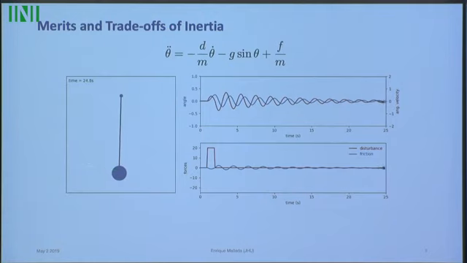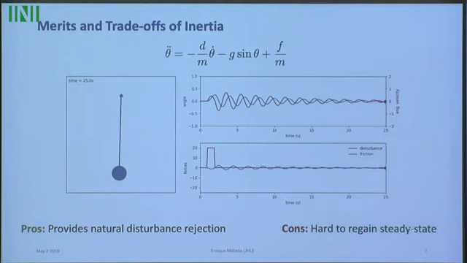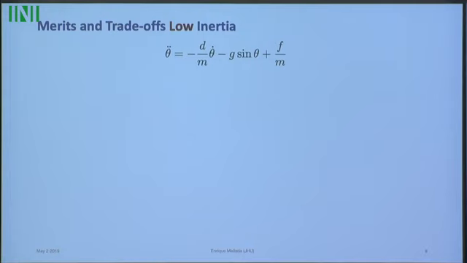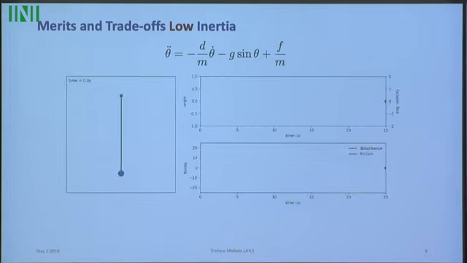Now, let's look at what happens. Okay, so what is the idea? It provides this natural disturbance rejection, which is nice and something that power system engineers have used a lot. But it also has this annoying problem that it's hard to go back to steady state. So sure, it's hard to move, but if you move it, then it's going to take a while to come back. Okay? What about a low inertia pendulum?